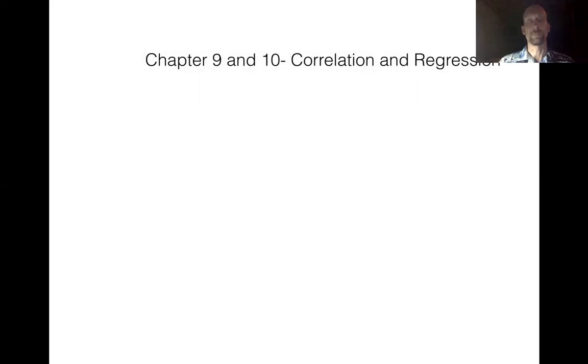In this video we're going to take a look at Chapter 9 and Chapter 10. Chapter 9 is all about studying correlation between different variables. Now, what would we use correlation for? The answer is regression, which is Chapter 10. So regression is all about predictions.